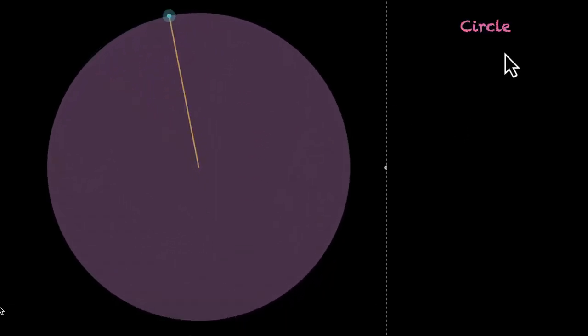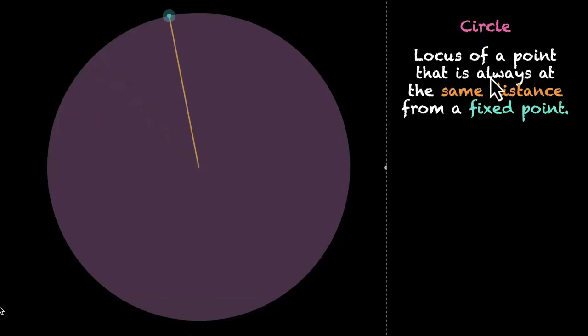So let's write that down. A circle is the locus of a point that is always at the same distance from a fixed point. So this is how we define the circle in terms of distances. This fixed point is called the center of the circle. Let's move to the next one.